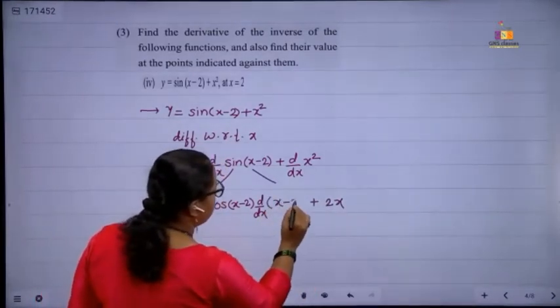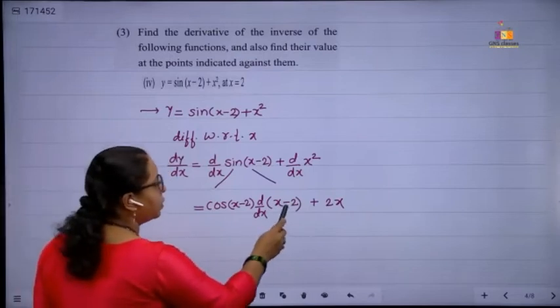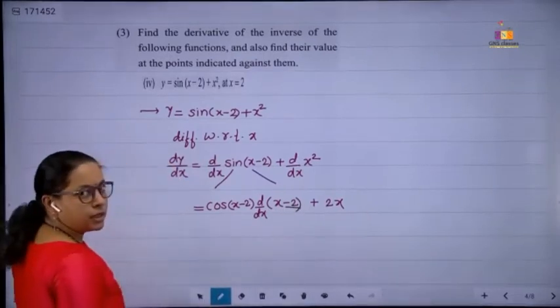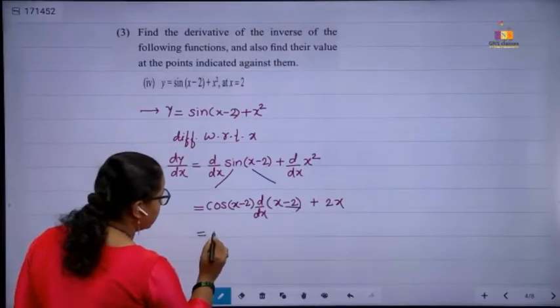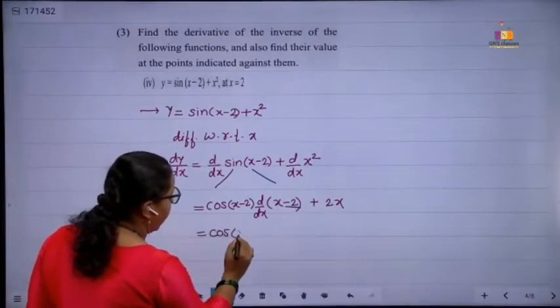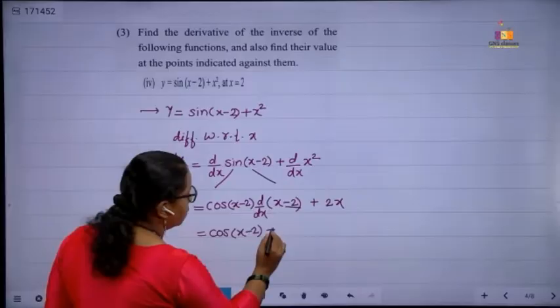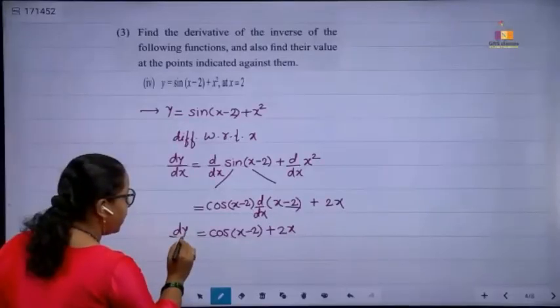Inside function is x minus 2. Again, two constants, so its derivative is 0. And derivative of x is 1. So our final answer, cos(x minus 2) plus 2x is our dy by dx.